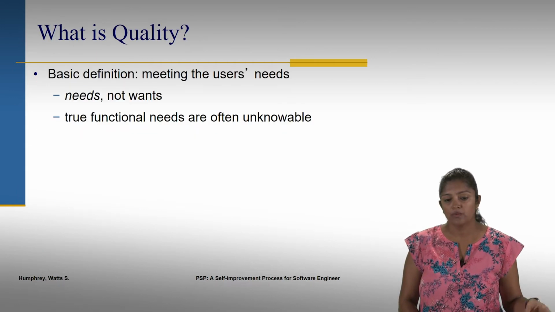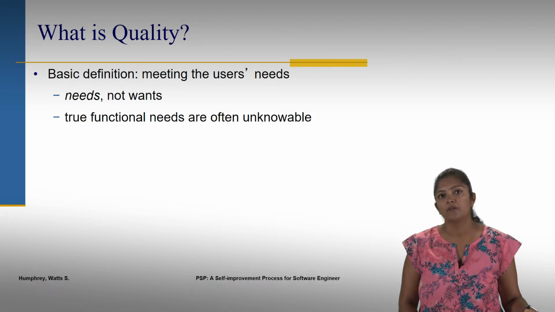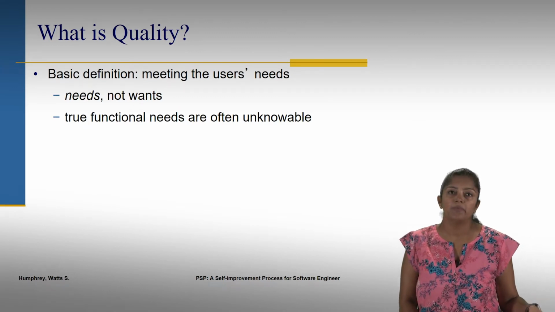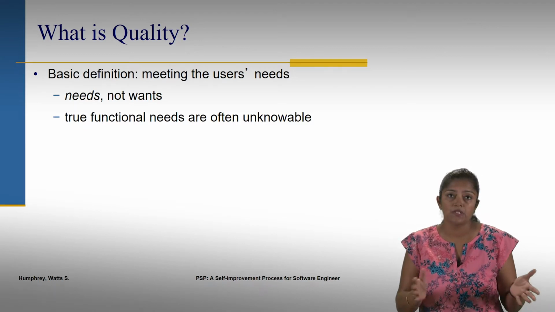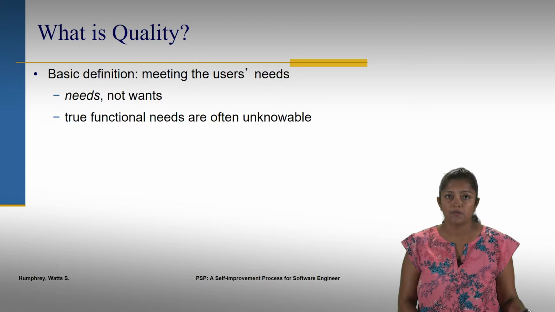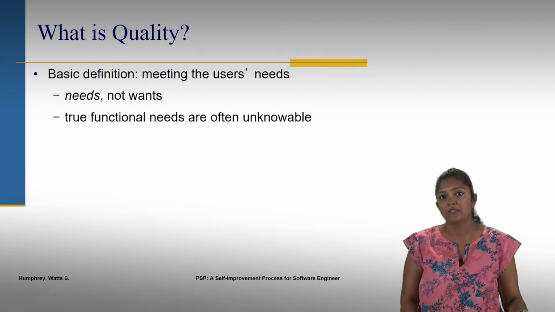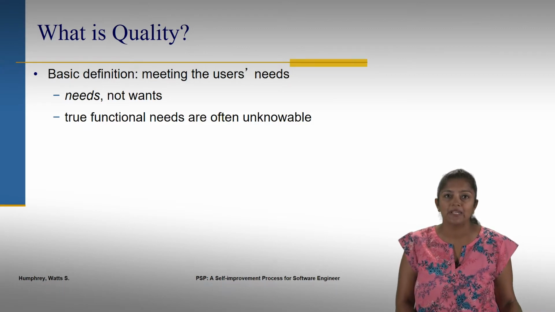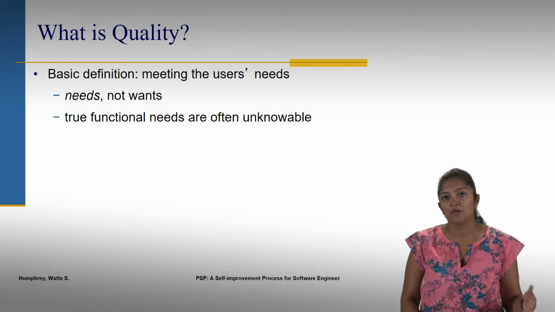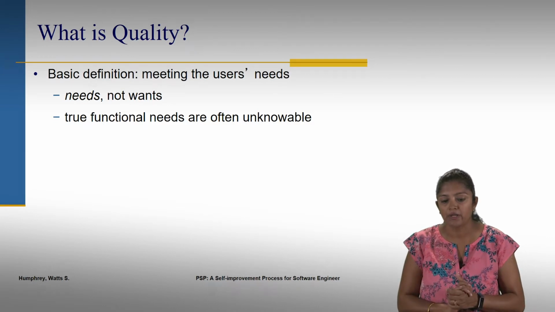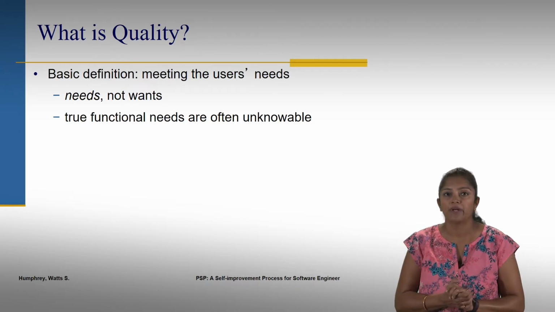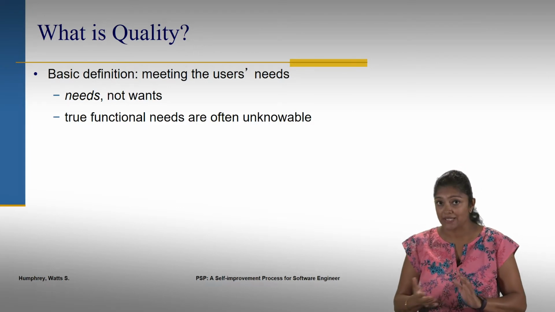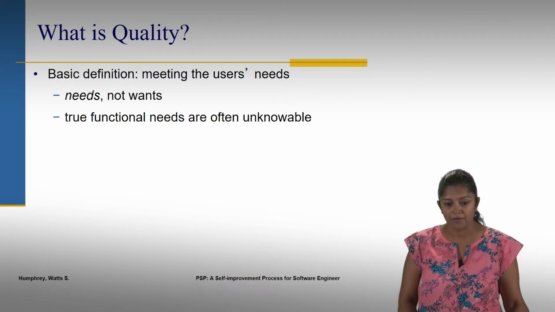But first we'll start with what is quality. What does software quality mean? Basically it is, are we meeting the user's needs? Is the software meeting the user's needs? That's what we are mainly concerned about. Typically it's very hard to completely understand the true functional needs, but based on our understanding from the requirements, whatever those needs are, we want to make sure they are met. And here it's the needs and not the wants of the user.